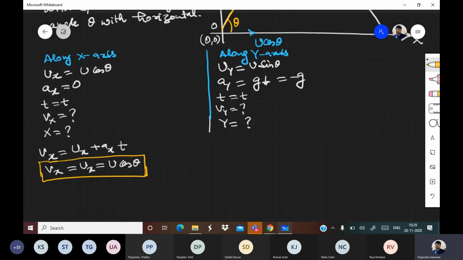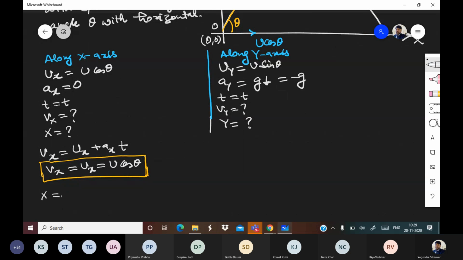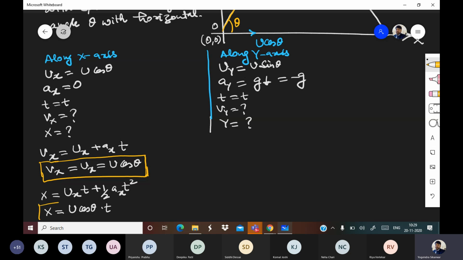Next comes the x coordinate. So x is equal to Ux into T plus half Ax into T square. Now again Ax is 0. So your x will be nothing but Ux, which is U cos theta, into T. That's it. That will be your x coordinate at any time t. Okay.